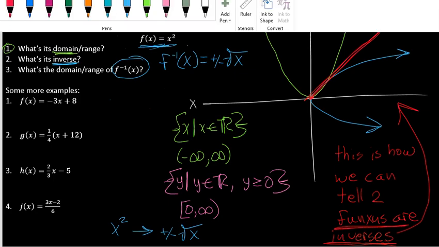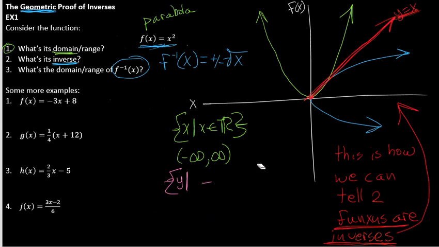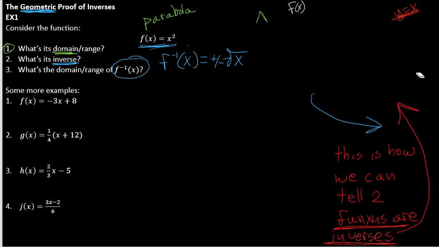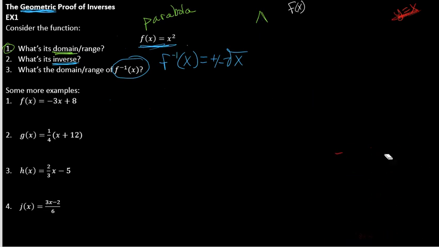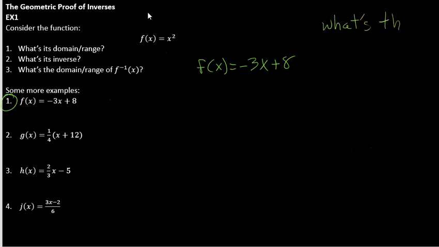So let's get into the actual algebra behind all of this, and let's talk about all this notation. We've got 4 examples here that we want to look at and further discuss what this all means and what the point of it all is. Okay, so let's look at the first function. We're here on number 1. So f of x equals negative 3x plus 8. And I want to know what's the inverse, not of x, of f.